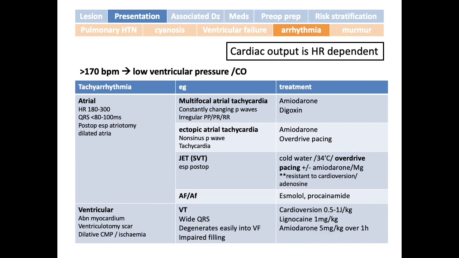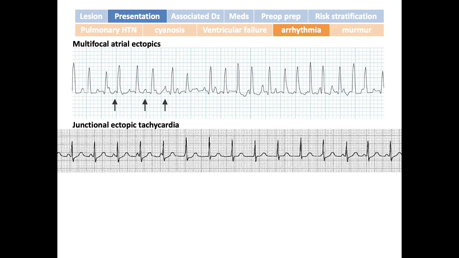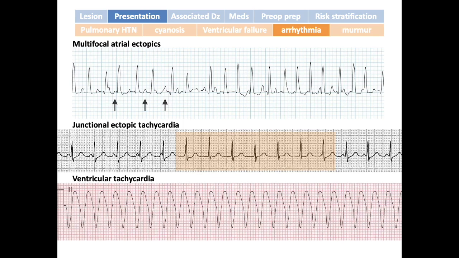This ECG strip shows multifocal atrial ectopics, with polymorphic P waves indicated by the arrows. A run of junctional ectopic tachycardia is seen here highlighted by the shaded box, where P waves are absent as the electrical impulse initiates from the bundle of His. This is ventricular tachycardia, which manifests as broad QRS complexes and a discordance between the direction of the QRS and the T wave.